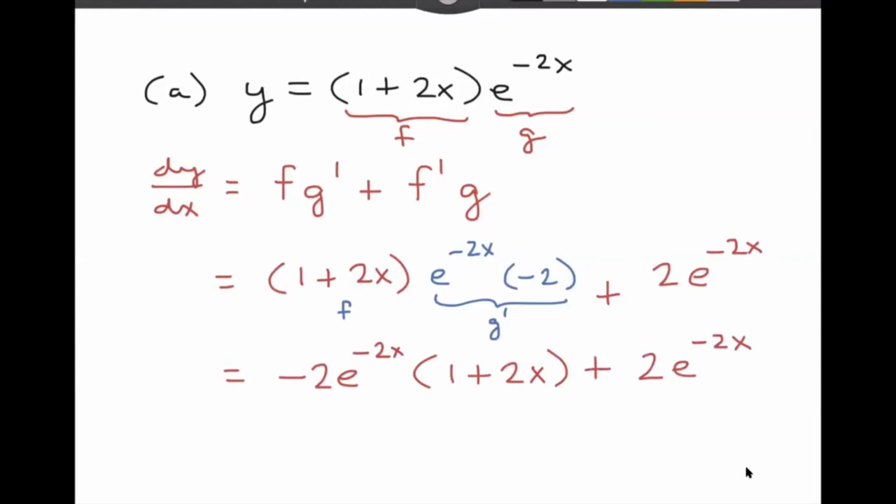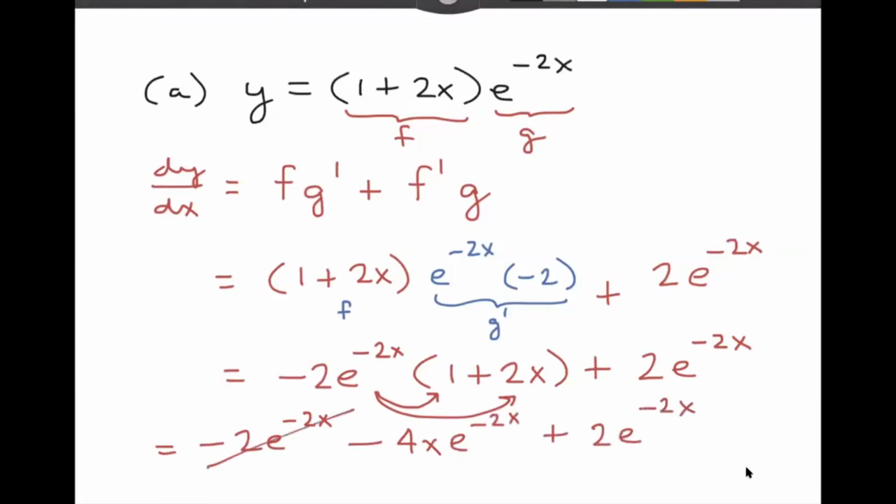Now I'm noticing something. If you distribute that negative 2e to the negative 2x, we can definitely pretty this up a lot, right? Because you're going to get negative 2e to the negative 2x. The next term will be negative 4x e to the negative 2x. And then you'll have a plus 2e to the negative 2x. And these two terms cancel each other out. And it turns out that the derivative of this function is just negative 4x e to the negative 2x. So sometimes it does pay to pretty these things up.